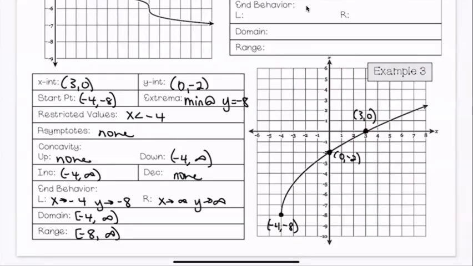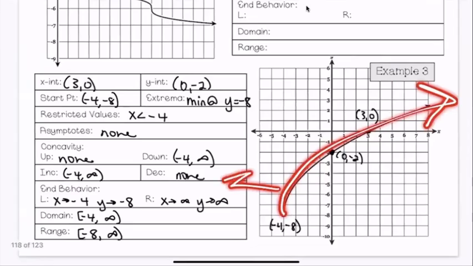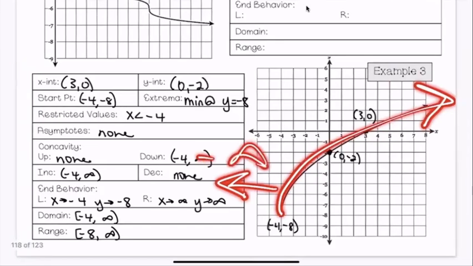The other one that I didn't talk about last time was this one, our min or our max. This one has a minimum point. It goes down to right here. It does not go any farther down than that, and that is at -8. So I put minimum at y equals -8. And then I do want to go over that restricted value one more time. Remember, restricted values are where we don't exist. The graph exists starting here at -4 and goes on forever, so it doesn't exist over here in the numbers that are between -infinity and -4.